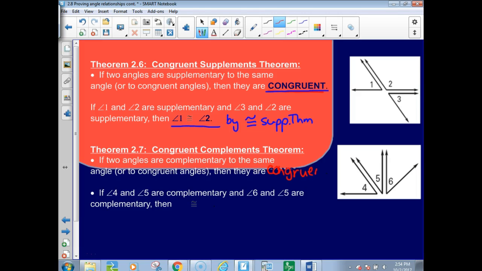So I'm going to write over this in red so you can actually see it. And all that one's saying is that if angle 4 and 5 are complementary and 5 and 6 are complementary, that means 4 and 6 have to be the same size. That means angle 4 is congruent to angle 6. All good?